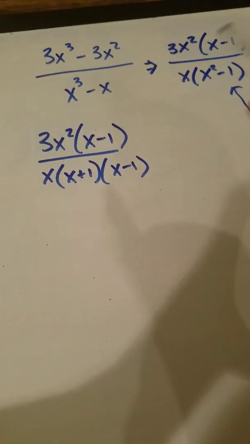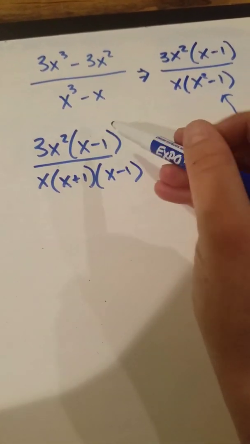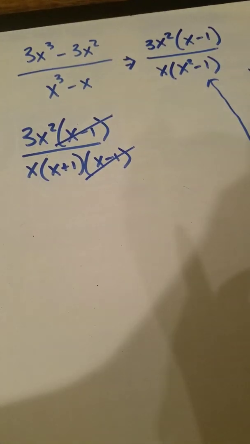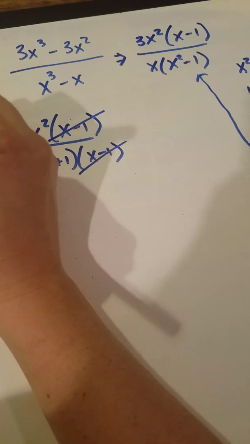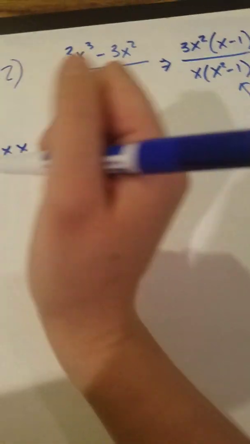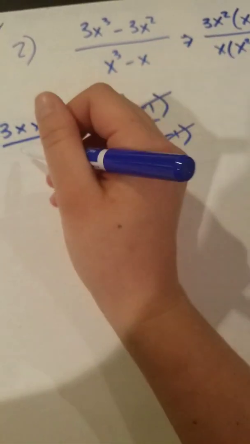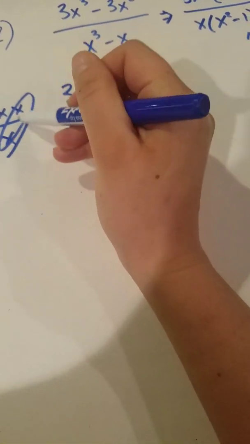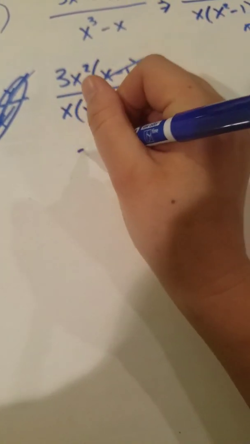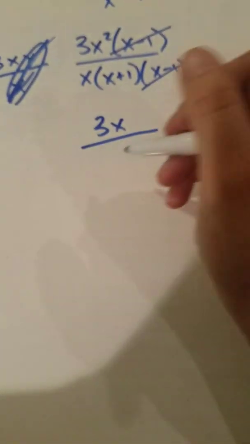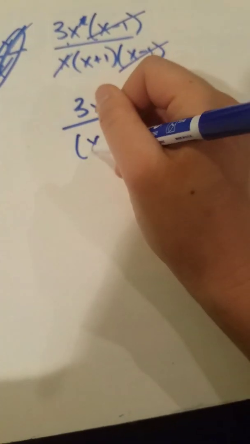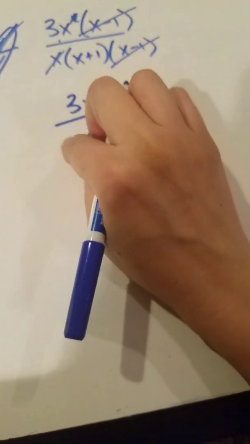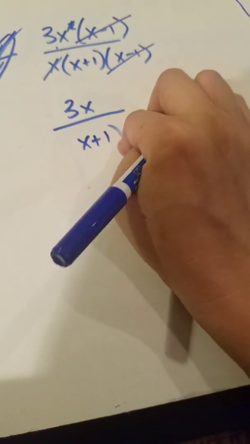Once we're factored, we're going to look for the same things on the top and the bottom. So x minus 1 definitely cancels. And if we think about what x squared is, 3x squared is really just 3x times x over x. So we can actually cancel one of our x's also. We're going to be left with a 3x on the top, and on the bottom, an x plus 1. We don't need those parentheses, so I'm going to get rid of them.